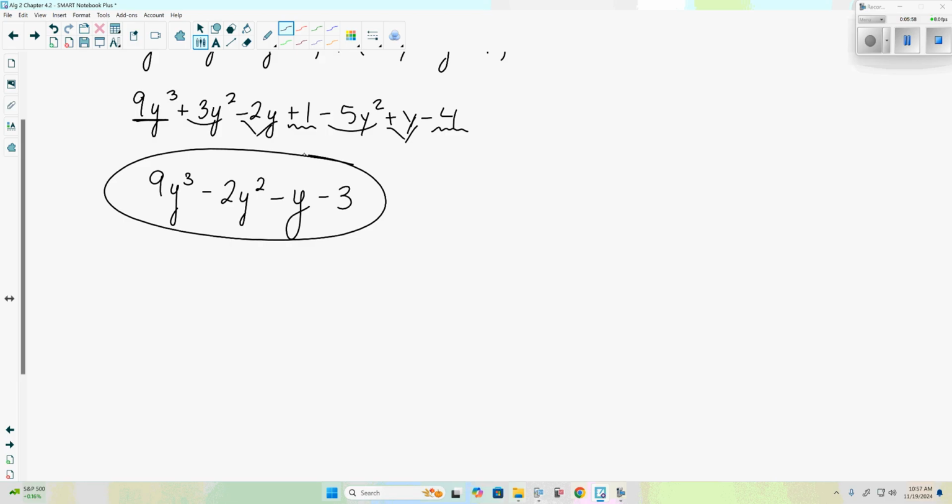Questions on how we did this here? Questions on horizontal or vertical addition? If there's one of those that you like better, if you like adding them horizontally more than vertically or vertically more than horizontally, pick whichever one you like better. I'm not going to force you to do one over the other. But I did want to show you how to do it in both ways.